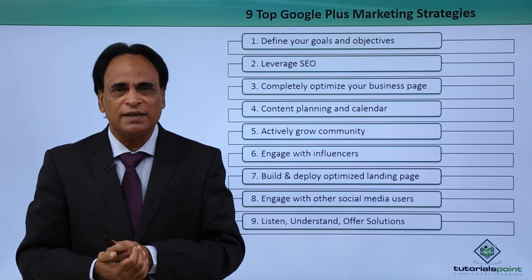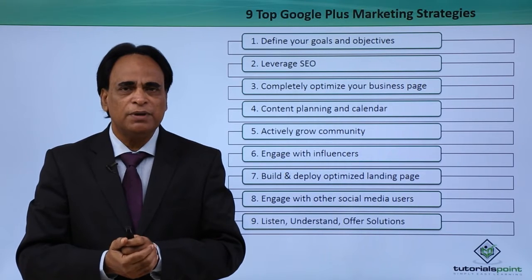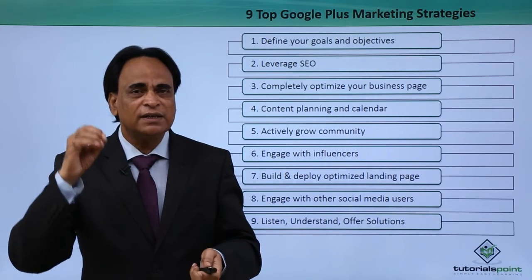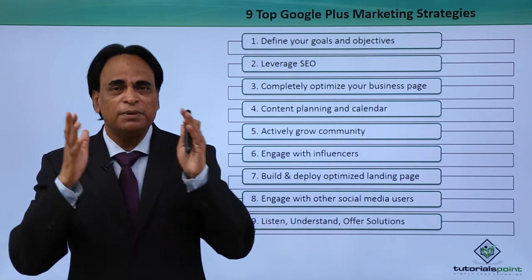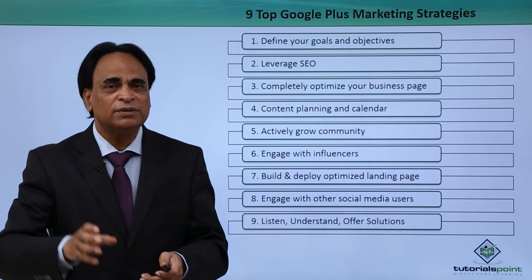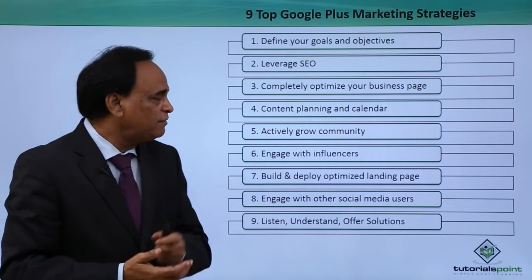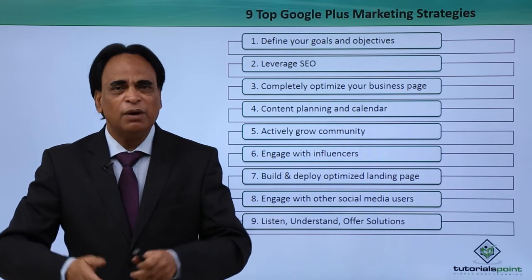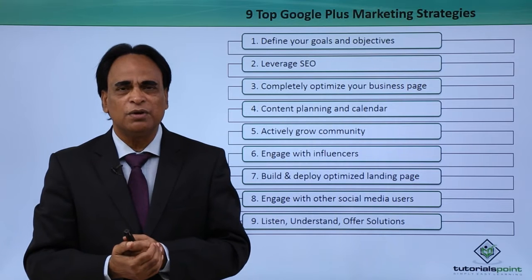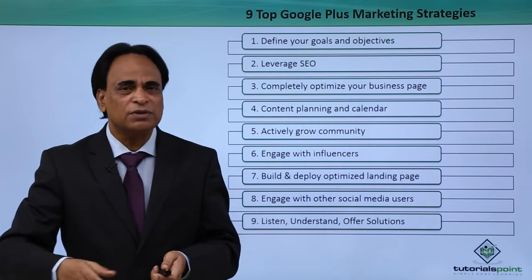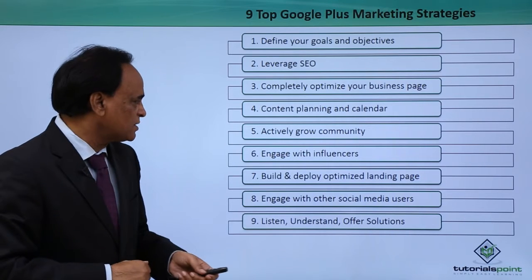Content planning and the calendar. Define what content you want to publish. Clearly outline the calendar. The content has to be completely personalized, completely customized and interactive. Define your content along with the calendar. Actively grow your community. The more consistent you are, the more engagement happens on your Google Plus account, the more followers you get. So there has to be consistency as far as your engagement is concerned.